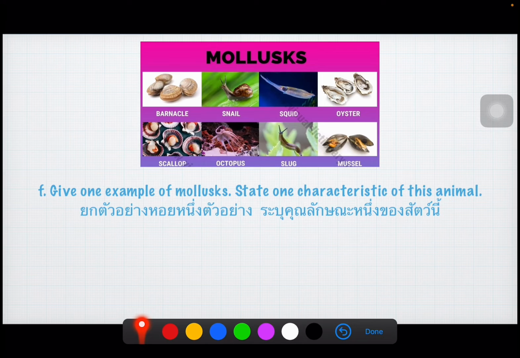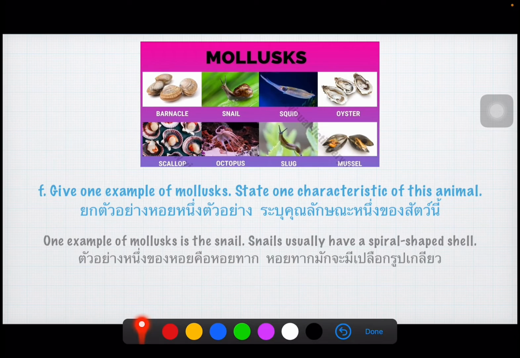Give one example. One example of a mollusk is the snail. Snails usually have a spiral-shaped shell. So, this is a snail and it has a spiral-shaped shell.